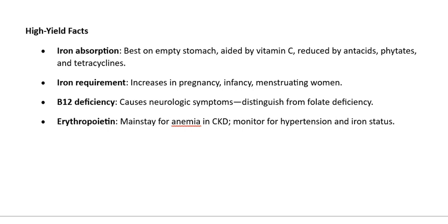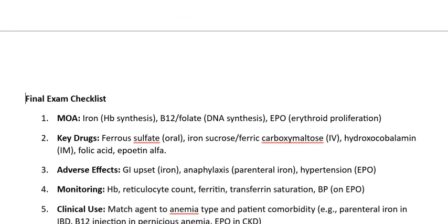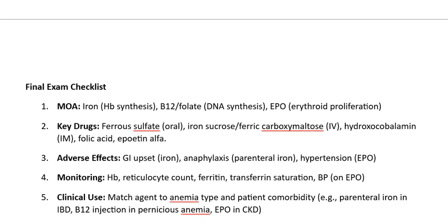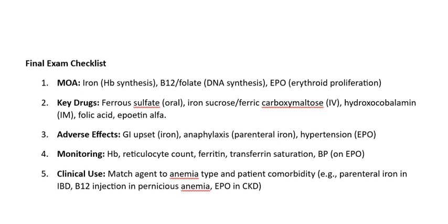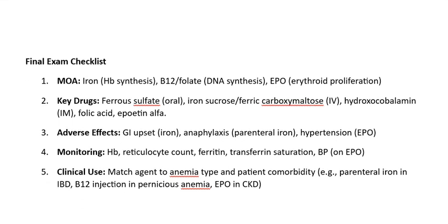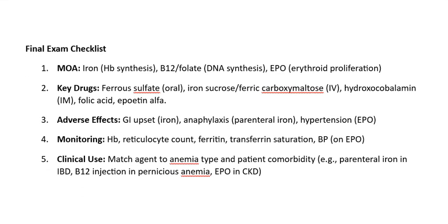Check that iron. The notes also included a great final exam checklist summary. Let's quickly hit the key points from that. Mechanisms of action in brief. Okay. Iron is primarily for hemoglobin synthesis. B12 and folate are essential for DNA synthesis, remembering B12's crucial role in activating folate. And EPO works by stimulating erythroid cell proliferation and differentiation in the bone marrow.